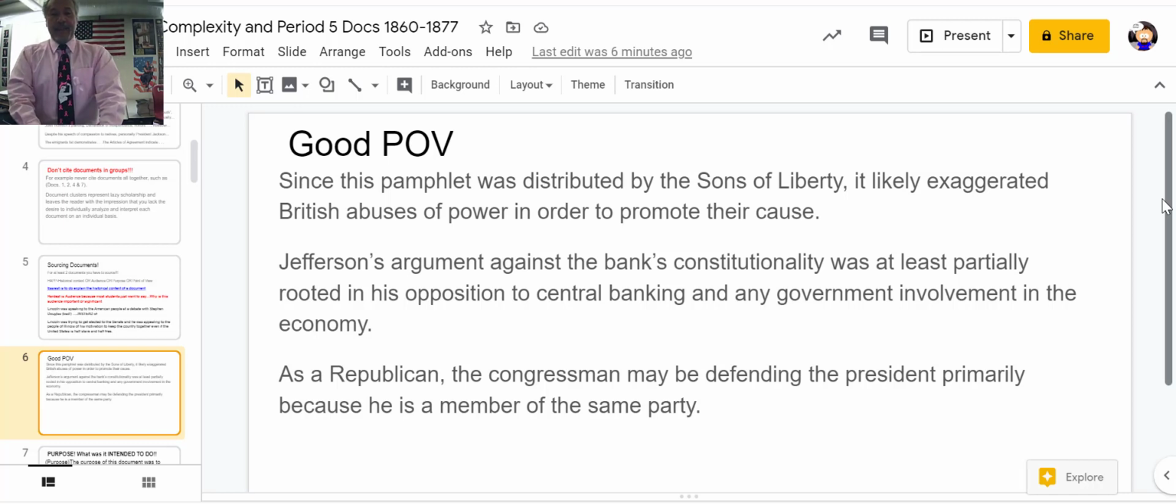Jefferson's argument against the bank's constitutionality was at least partially rooted in his opposition to central banking and any government involvement in the economy. All good points of view.